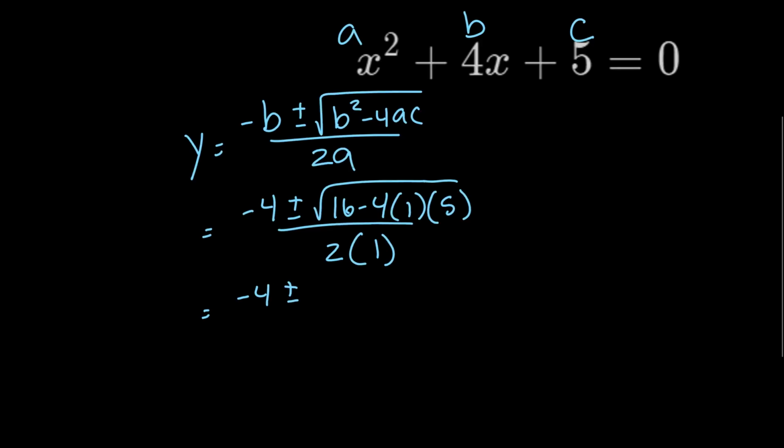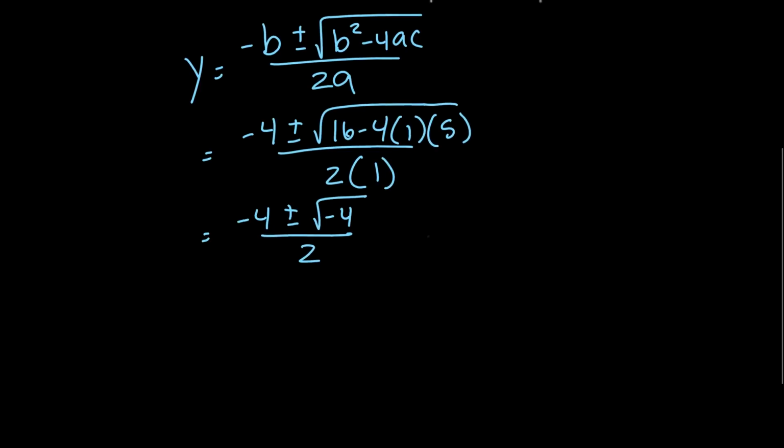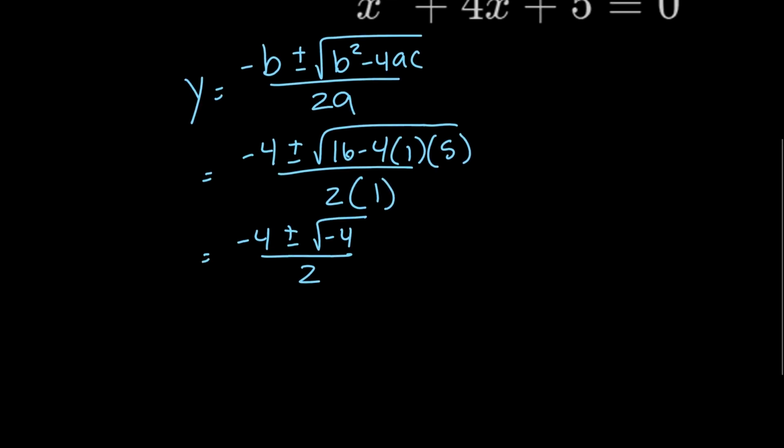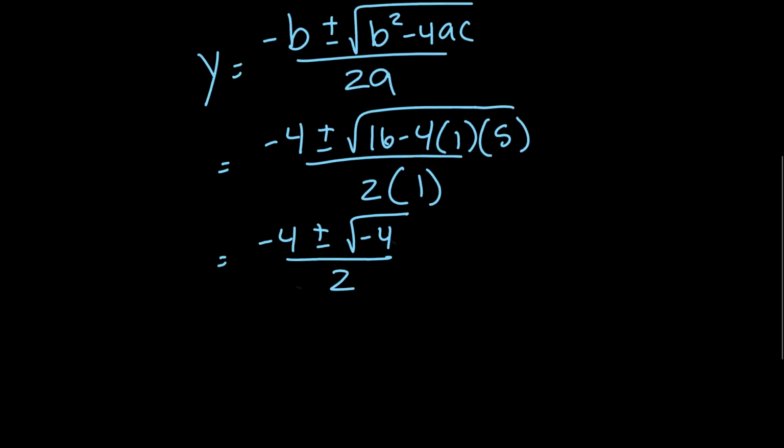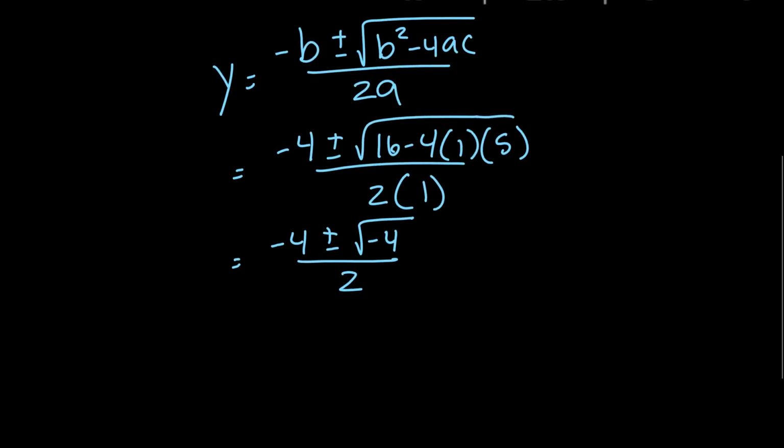What is 4 times 1 times 5? 20. So what is 16 minus 20? Negative 4. Still over 2. What do I do from here? Good. After you have simplified all that you can, you deal with the square root. You deal with the radical.